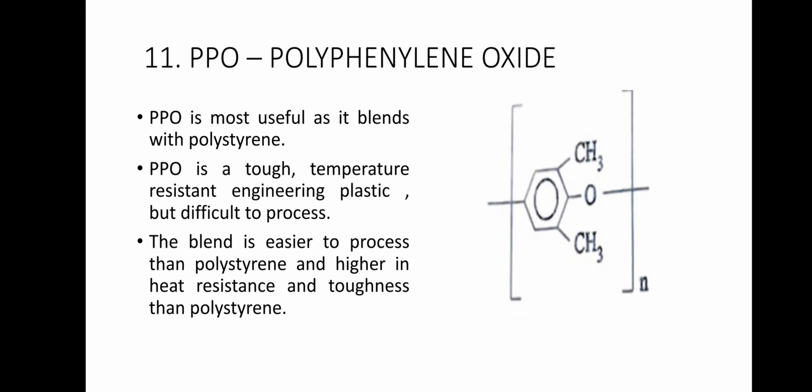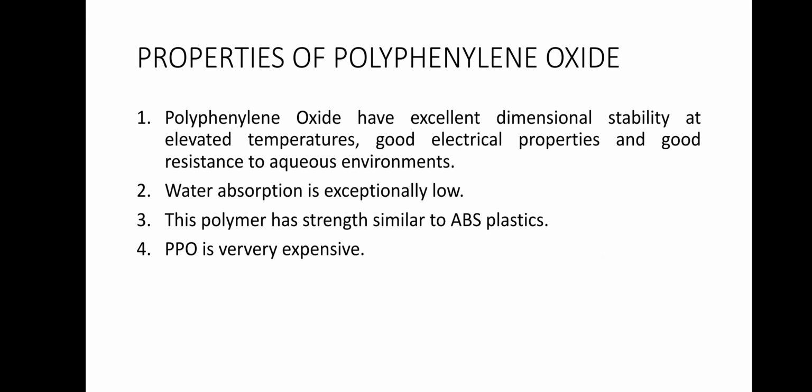Next polymer is PPO, polyphenylene oxide. PPO is most useful as it blends with polystyrene. The structure is benzene ring, CH3, O, CH3, n times. PPO is a tough, temperature resistant engineering plastic but difficult to process. The blend is easier to process than PPO alone, and higher in heat resistance and toughness than polystyrene.